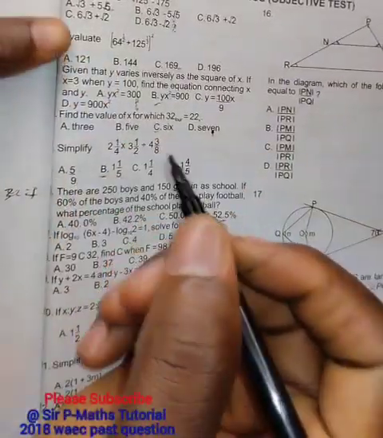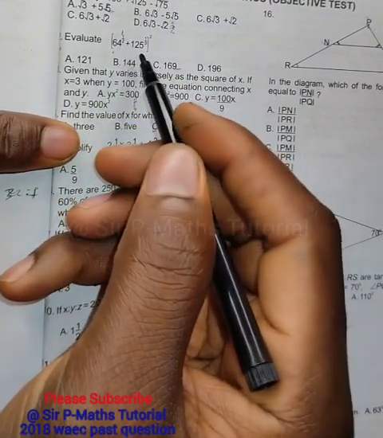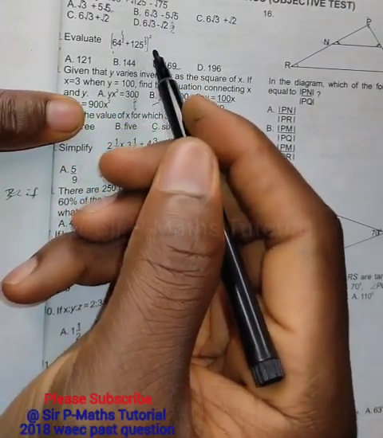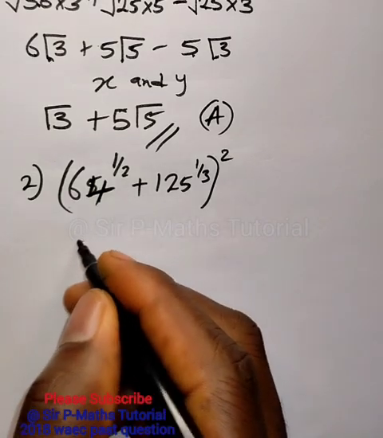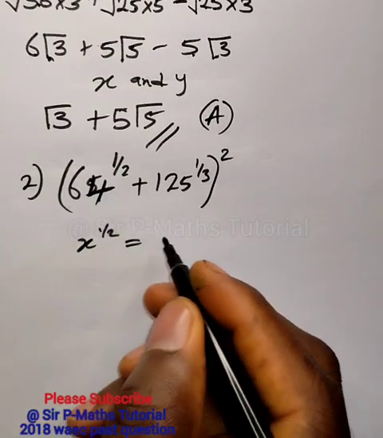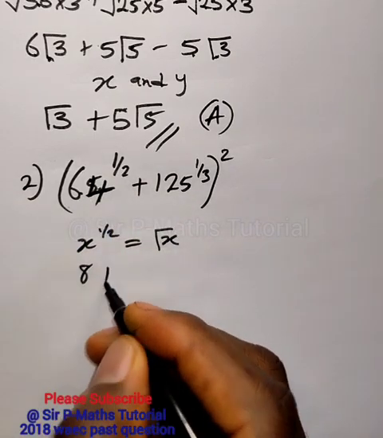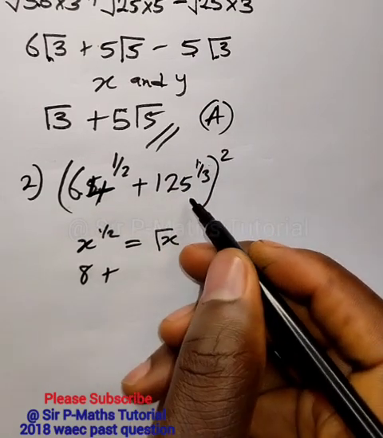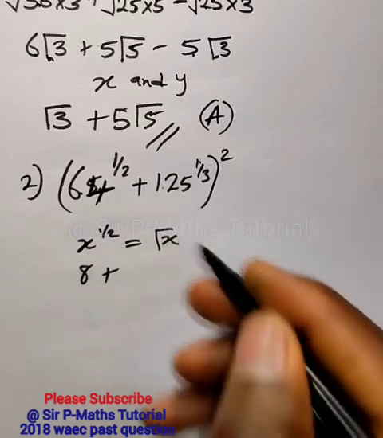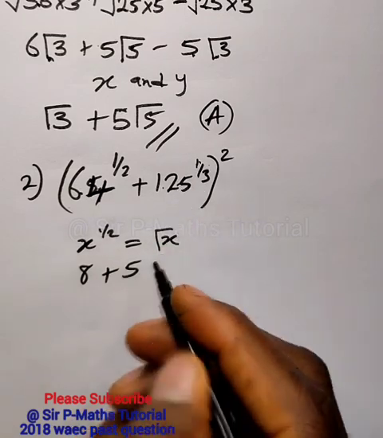All right, let's look at number 2. Number 2 says evaluate 64 raised to power 1 over 2 plus 125 raised to power 1 over 3, all raised to power 2. We have 64 raised to power 1 over 2, which is square root. Anytime you have x raised to power 1 over 2, it is the same thing as square root of x. So we are looking for square root of 64, which is 8, plus 1 over 3 as a fraction is cube root. That means what number can I multiply 3 times to have 125? That is 5. If 5 multiplies itself 3 times, we will have 125, alright?